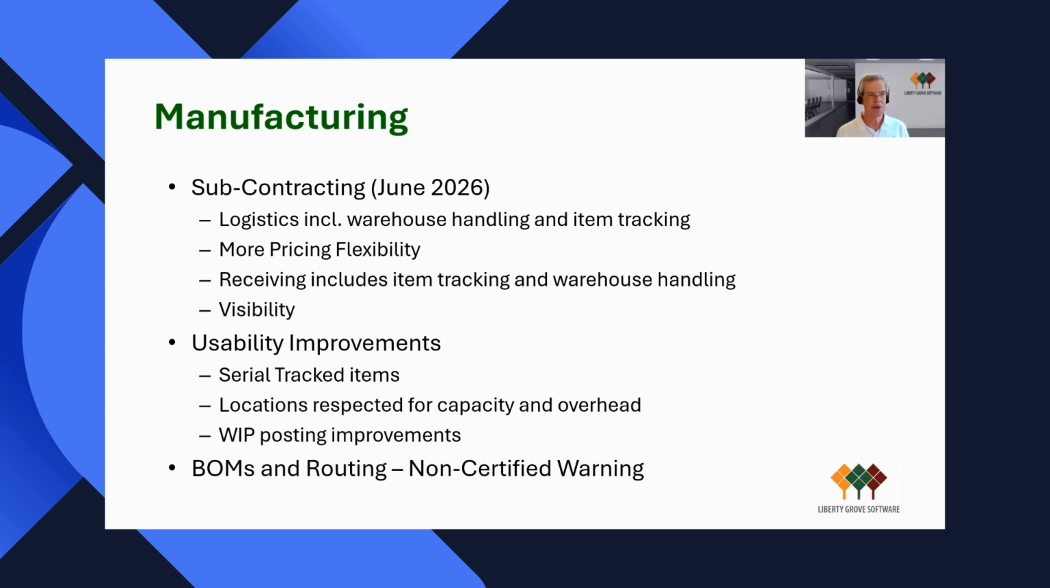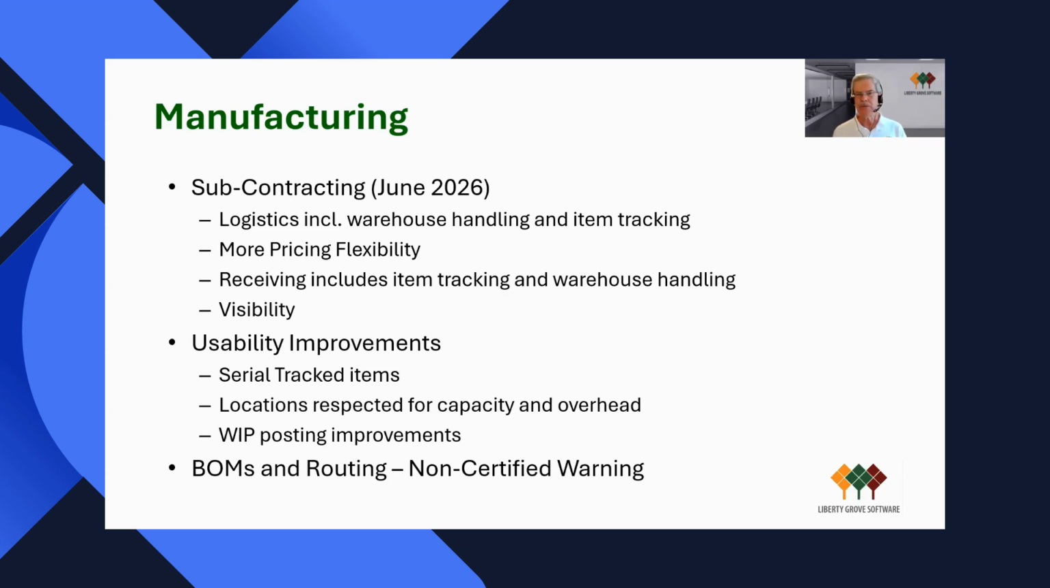Receiving, including item tracking and warehouse handling. Item tracking, which is the corresponding lot numbers and or serial numbers for an item. This was always a little rough around the edges in Business Central, so it's been improved so that you can keep track of, record your item tracking, and that information is integrated with the warehouse handling as well. And just overall improve visibility of what's happening within subcontracting.